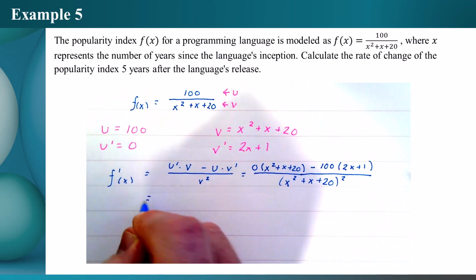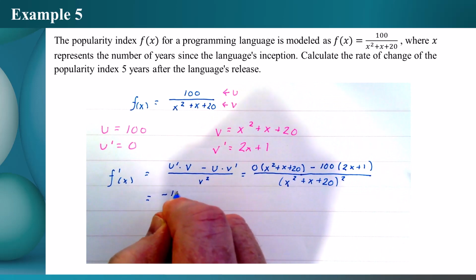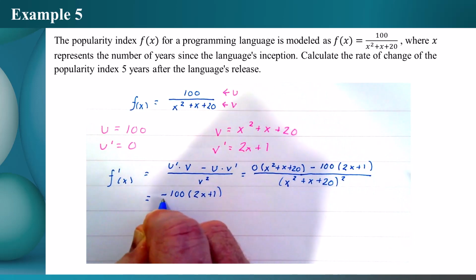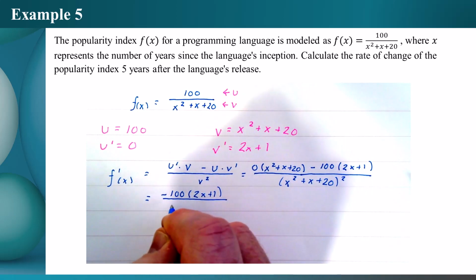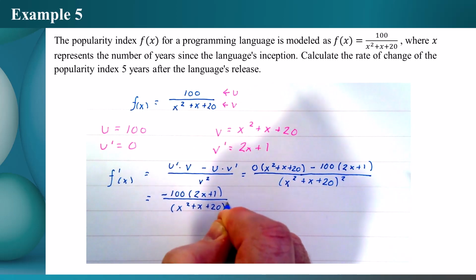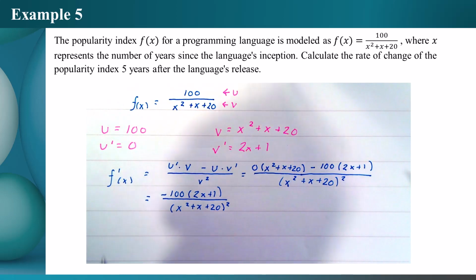It looks like this first part here is just 0. It looks like we just have negative 100 times 2x plus 1 in the numerator. And in the denominator, we have x squared plus x plus 20 quantity squared. So there's our derivative. Now remember, we want to find f prime of 5. So there may be some simplification I could do here to this derivative, but I'm going to plug 5 into it, so I'm not even going to worry about doing anything like that.